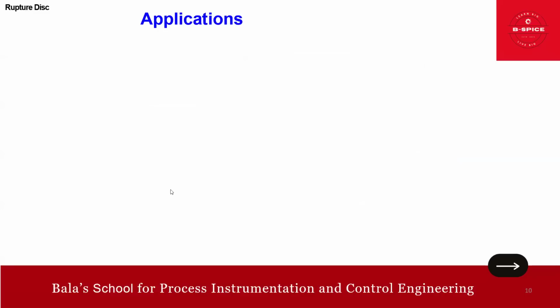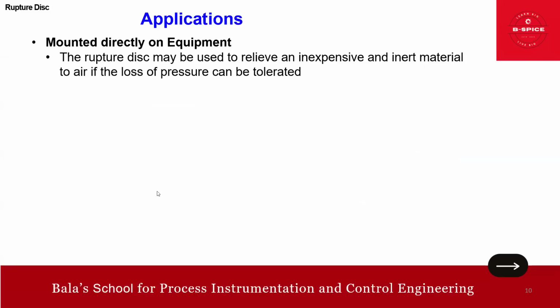Now we go into the application. Three aspects: mounted directly, mounted upstream, mounted downstream. First, mounted directly on equipment. When we mount the rupture disc directly on the equipment, it may be used to relieve an inexpensive inert material to air if the loss of pressure can be tolerated. So we can use it directly without any relief mechanism.